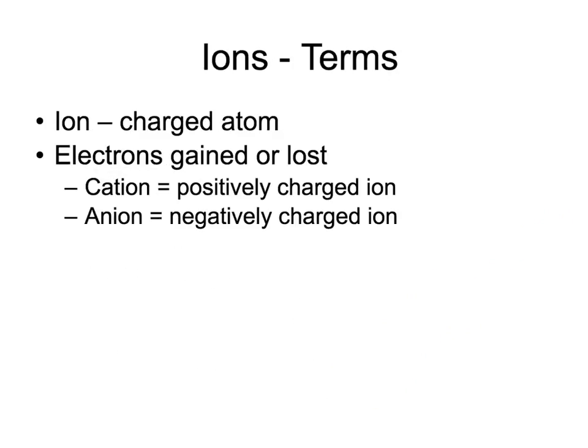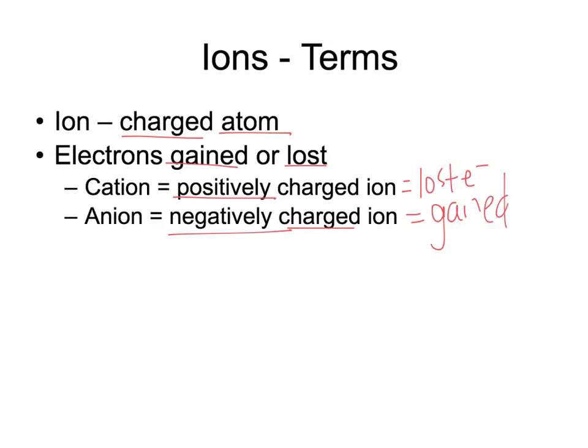So an ion is a charged atom. These atoms gain or lose electrons. If it's positively charged, that means that it lost electrons and it's called a cation. If it's negatively charged, that means that it gained electrons and it's called an anion.